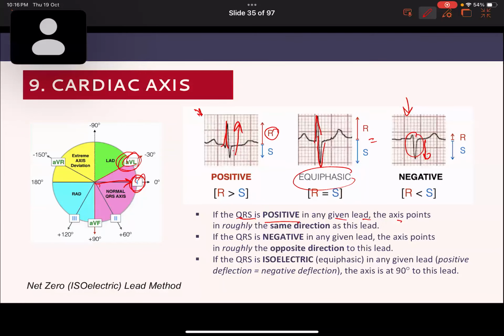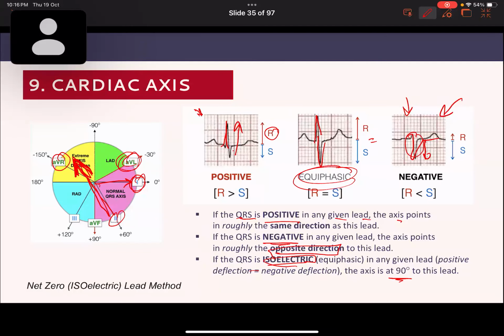Next point is saying if the QRS is negative in any given lead, the axis points in roughly the opposite direction. So just remember, positive is the same direction as the cardiac axis, and negative is the opposite direction of the cardiac axis. So let's say that lead 2 has a QRS complex that looks like this, and it's facing downwards. Then we said that to what's on the opposite side, that will be your AVR, because we're looking at the opposite side. But the cardiac axis is going to be facing this side. Okay. If the QRS is isoelectric or equiphasic in any given lead, then the axis is perpendicular to the lead.